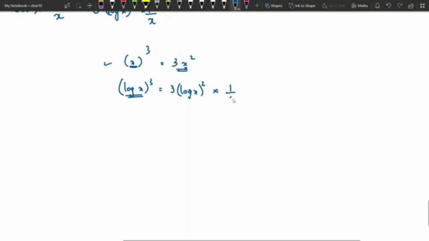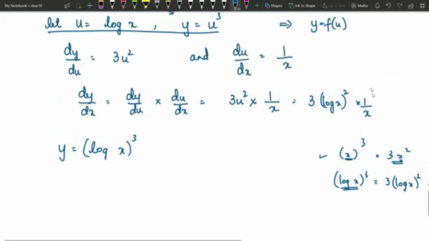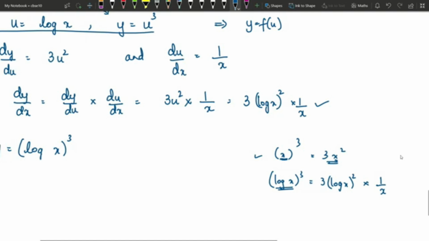Derivative of log x is 1 by x. Okay, which is your answer. So we can get this answer directly in one step if you understand this chain rule. So this method of solving is very important.